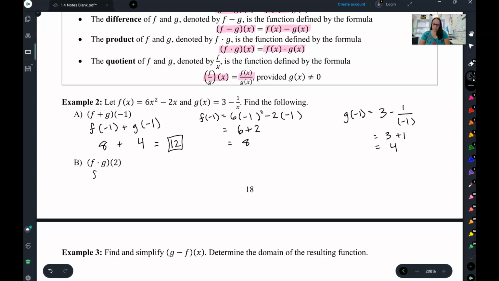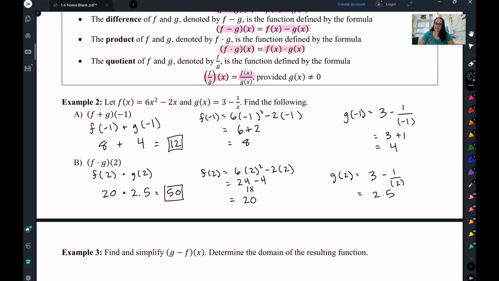So this one's just multiplying. So we have f of 2 times g of 2. So find out what f of 2 is and what g of 2 is, and then plug them in here and multiply. Pause the video when you're ready and try it out. Let's see how you did. So, for f of 2, I plugged everything in, I got 20. For g of 2, plugged everything in, I got 2.5. Plugged those into my multiplying, and I ended up with 50.